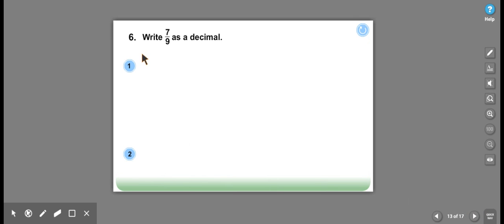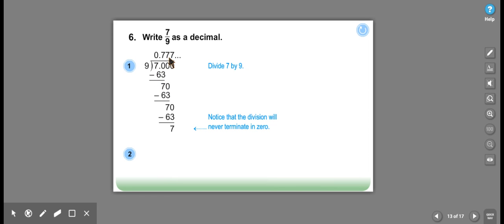Here's example number 6. Write 7/9 as a decimal. Again, the numerator, the top number, is going inside the house. The denominator, the bottom number, is going outside of the house. Again, we put our decimal right after the 7, also put it on top. Now here, if you'll notice, when we started dividing, 70 divided by 9 was 7, so we had a remainder of 7. We had to drop down another 0 because we didn't have a remainder of 0.